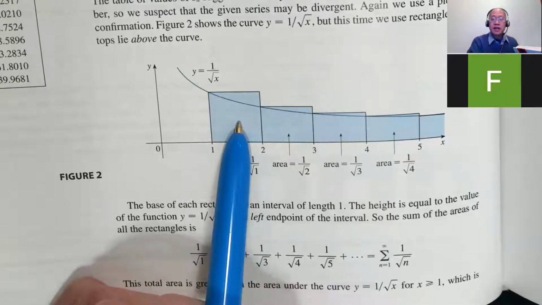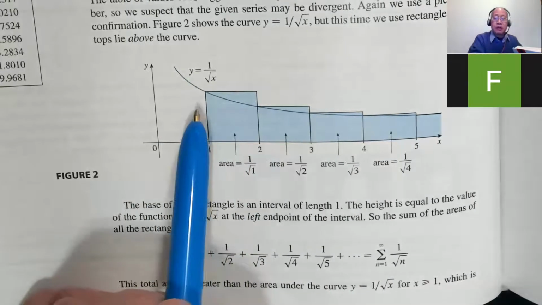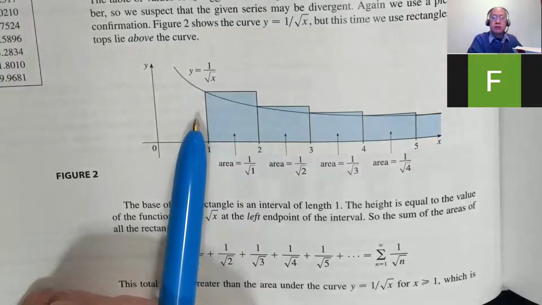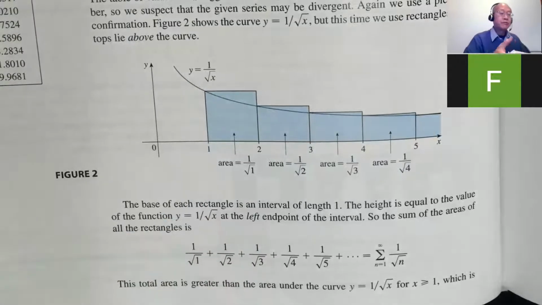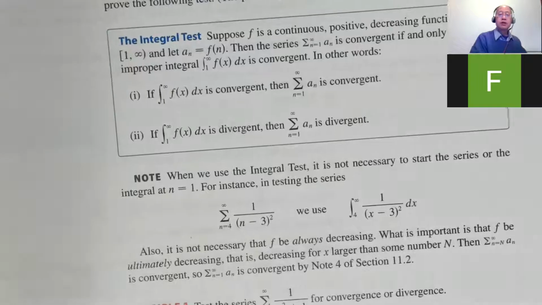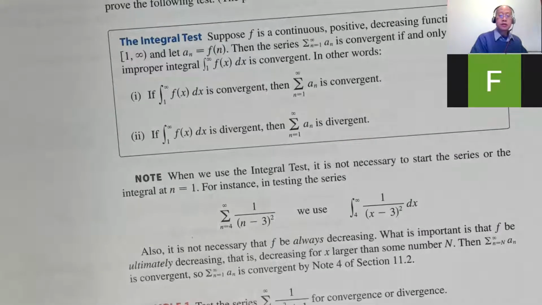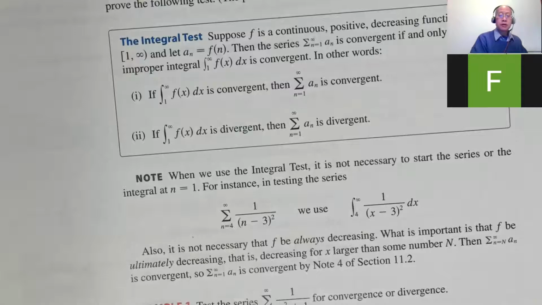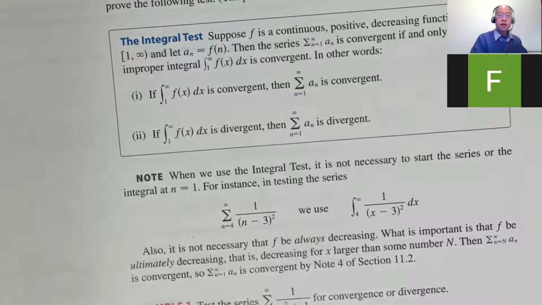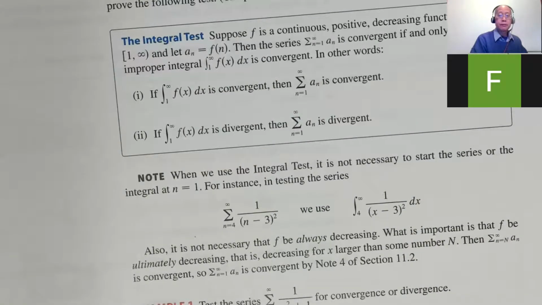Now, if you didn't understand this analysis, that's okay. Some of you maybe got it, some of you didn't. It was my responsibility to show it to you. So there, I showed it to you. Bottom line, what do you need to know for exams? If the integral converges, so does the series. If the integral diverges, so does the series diverge. So whatever happens to the integral, the same thing will happen to the series.